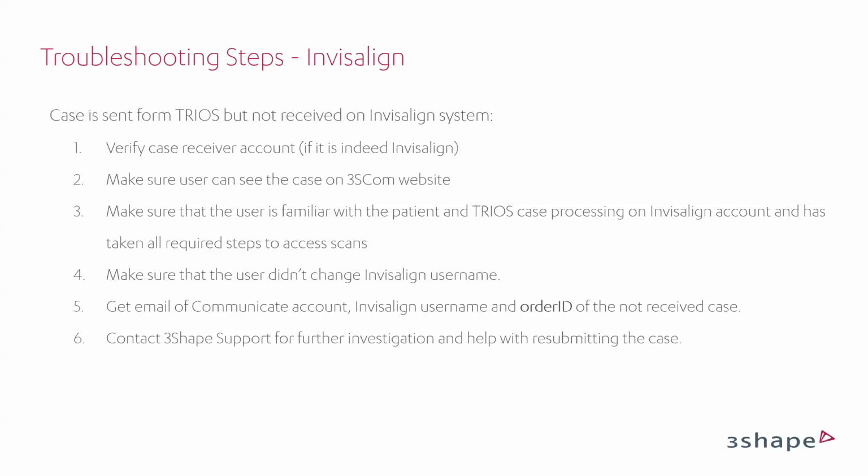Also, get the email of the Communicate account using the username and order ID of the not-received case, and contact TreeShape support for further investigation and help with resubmitting the case if needed, of course. Also, a note here: the order ID is not the same as the Trios order number. You can see that the order ID has a hashed format like this, so it differs.